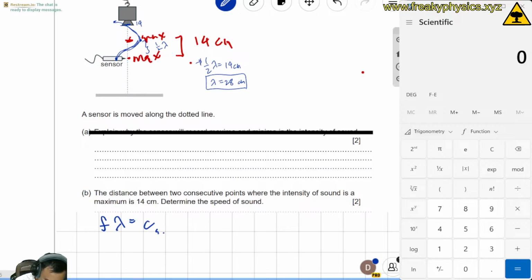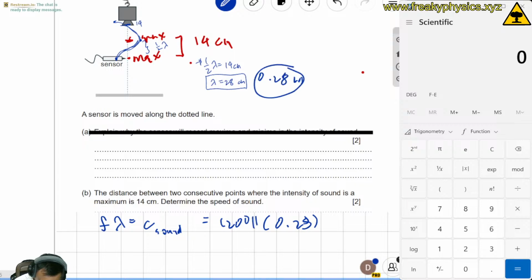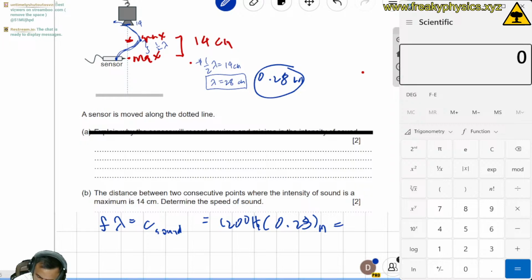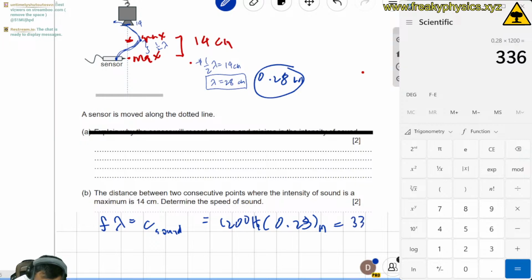I'll just write sound here, right? And that's going to be equal to 1200 times 0.28. We have to convert this to meters, 0.28 meters. So that's hertz, that's meters, and that's going to give us, I don't know what that is in my head, calculate. 0.28 times 1200 is going to give us 336 meters per second.